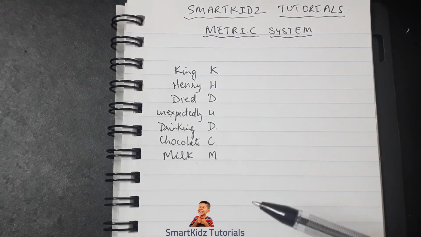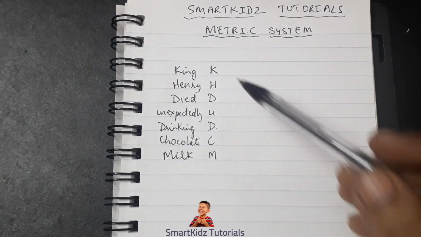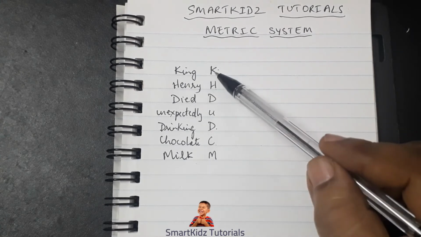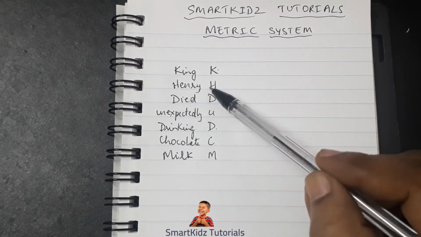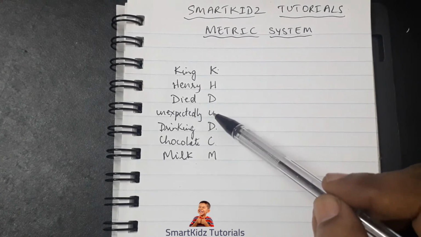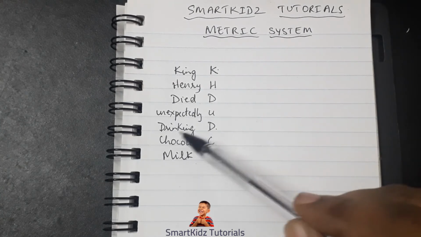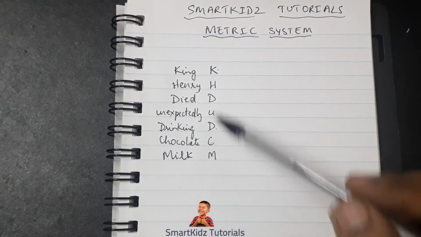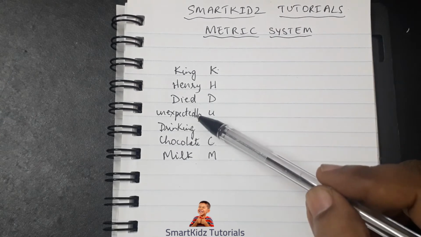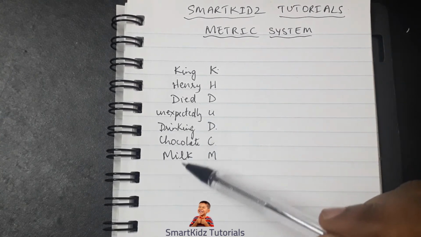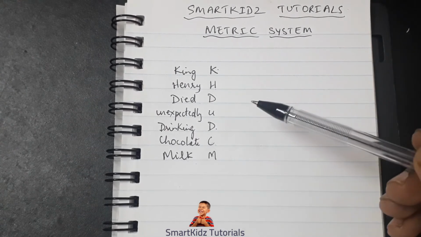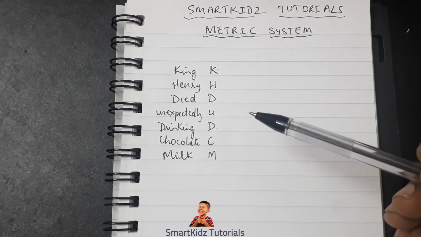So we know from the story that he drank too much of the chocolate milk and he died. Now this is what we use. We are using the initials: K for King, H for Henry, D for died, small u for unexpectedly, D for drinking, C for chocolate, M for milk. Easy. King Henry died unexpectedly drinking chocolate milk. Well, sounds nice, but what has this got to do with our metric system? Once again, the same question.